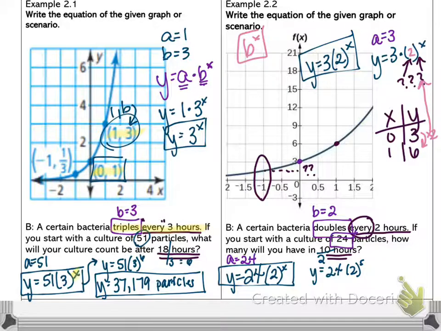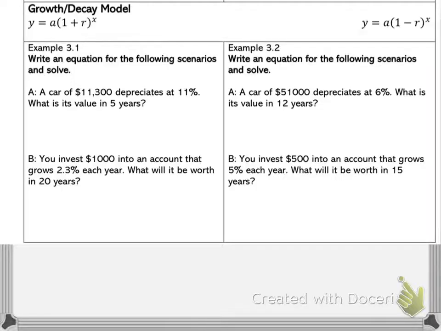So plug that into the calculator, and we should get 768 particles. I think I got it this time. Particles. There we go. All right. And that's that. All right.